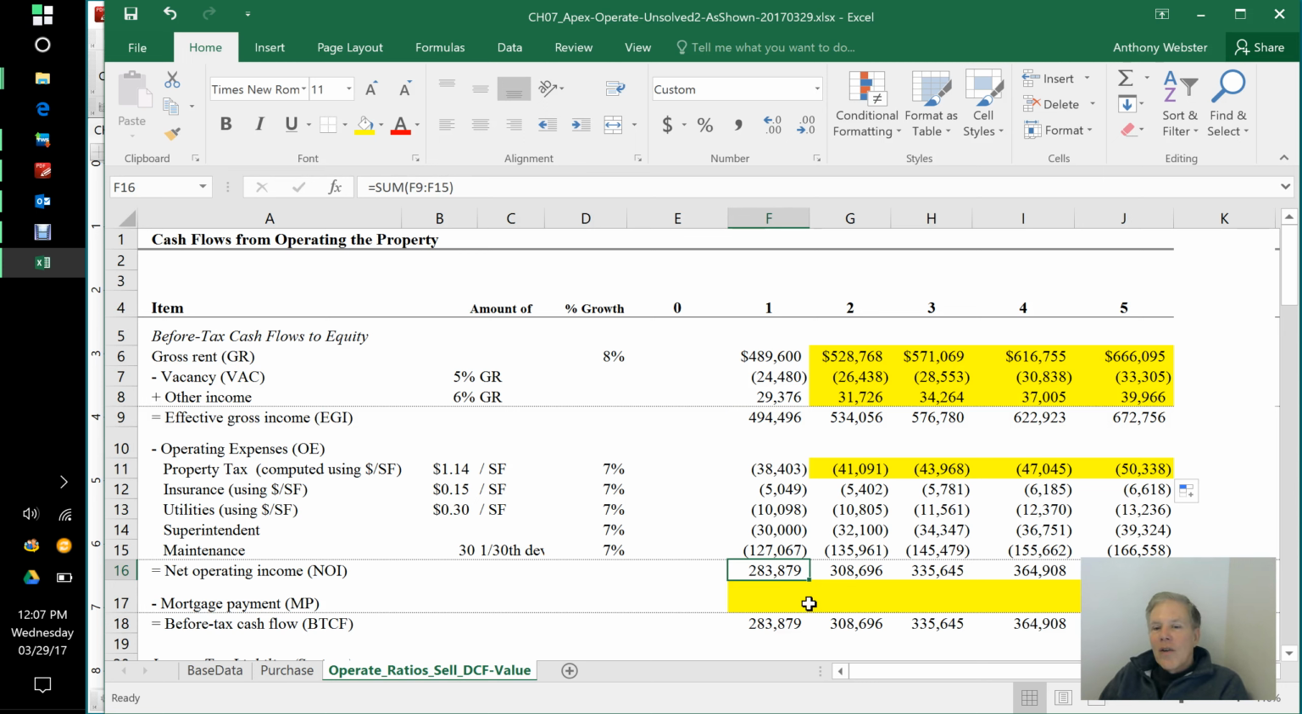So what's the other thing that the sponsor is going to have to pay before, not including the taxes, before we get to their after tax cash flow? And that's, of course, the mortgage payment. Where do I get my beautiful mortgage payment? Well, I'm going to have to go over to the purchase spreadsheet where we've already worked it out.